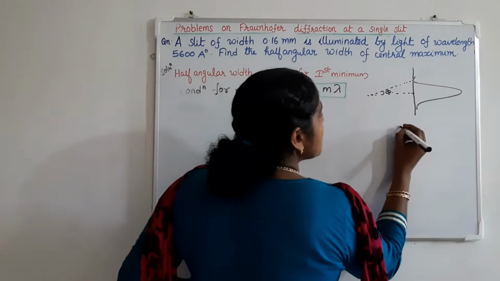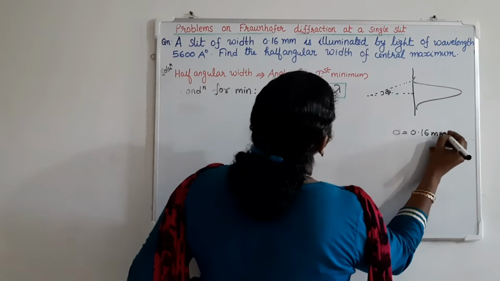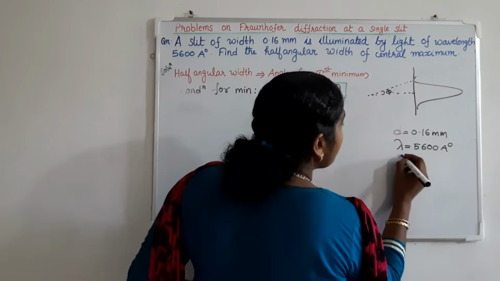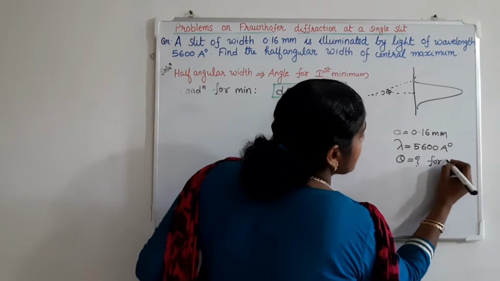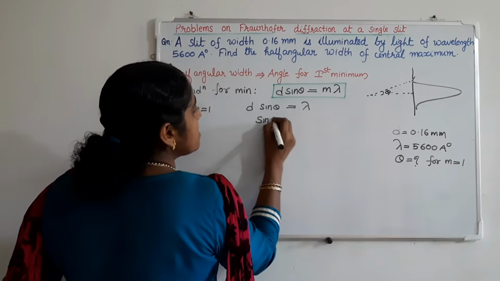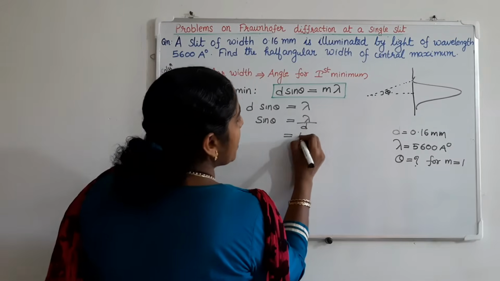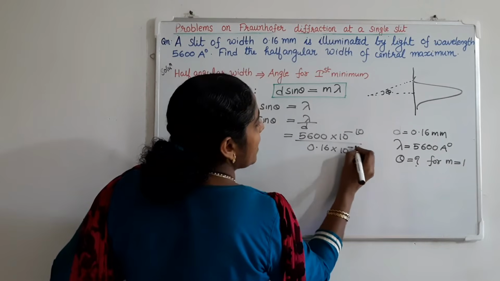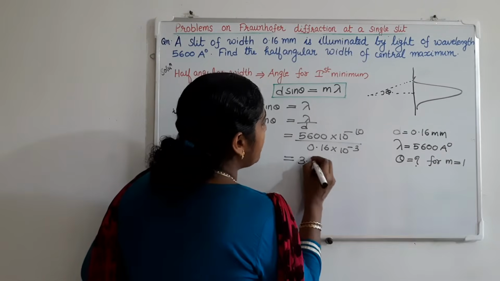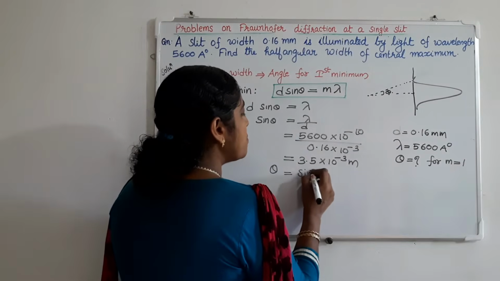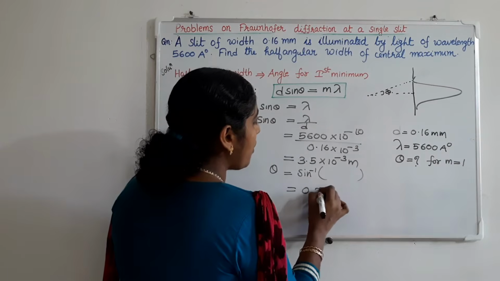The slit width is given as 0.16 millimeter and it is illuminated by light of wavelength 5600 Armstrong, then half angular width theta. For that we have to consider m equal to 1 for minimum. So if m equal to 1, this expression becomes d sin theta is equal to lambda. So sin theta is equal to lambda by d, that is 5600 Armstrong divided by d, 0.16 into 10 raised to minus 3 meter, that is equal to 3.5 into 10 raised to minus 3. So from this we can find out theta. Theta is equal to sine inverse of this value, that is equal to 0.2 degree.